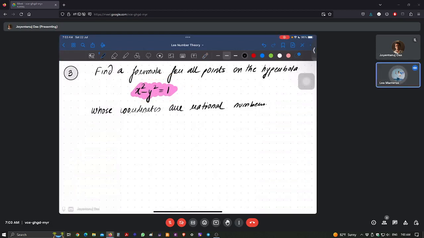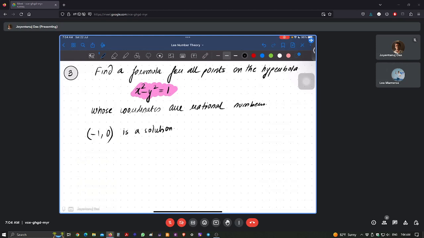Let me see. And it should be a rational number, right? Yes, yes, rational number. So one solution can be minus 1 comma 0, right? Minus 1 comma 0 is a solution, right? I think it works. So minus 1 comma 0 is a solution.